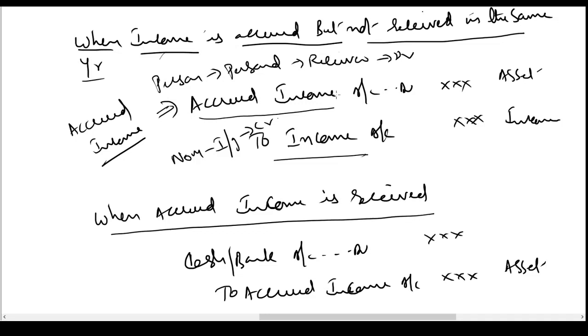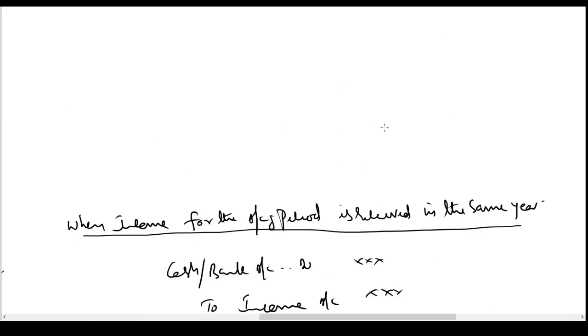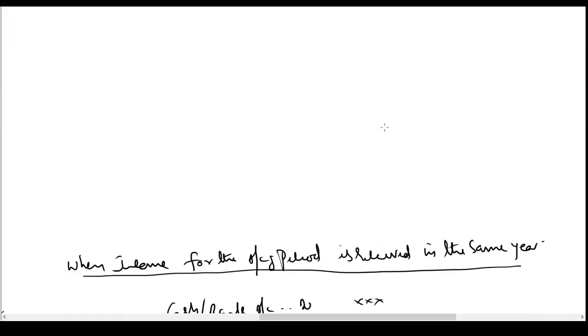So I repeat the entries once again. When I earn the income and receive it in cash, the entry is cash or bank to income. When income is earned but not yet received, you pass the entry: accrued income account debtor to income account. When accrued income is collected in the next accounting period, we pass the entry: cash or bank account debtor to accrued income account. So these are the scheme of entries. This is how we do accounting for accrued income in our books of accounts.